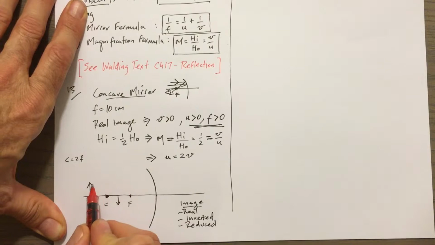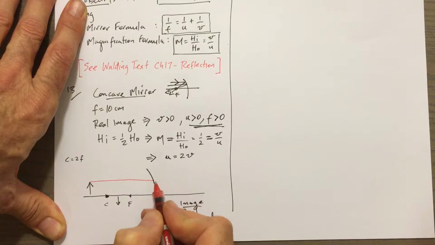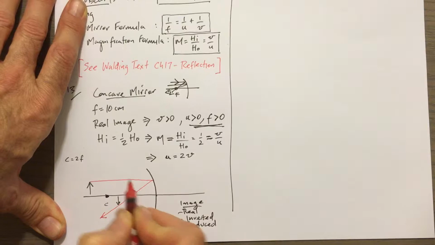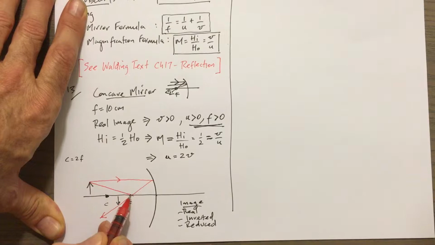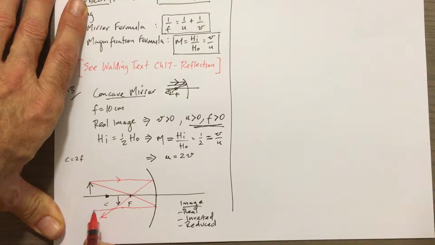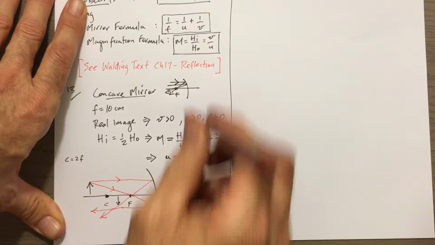So if I throw a parallel ray from the top of my object, across, parallel to the principal axis, then it reflects through the focus, something like that. So there's one ray I could use, and then we have another ray that's coming down from the top of the object through the focal point, reflecting off the mirror, parallel, and there's our second ray. Okay, that's ray one, and that's ray two.